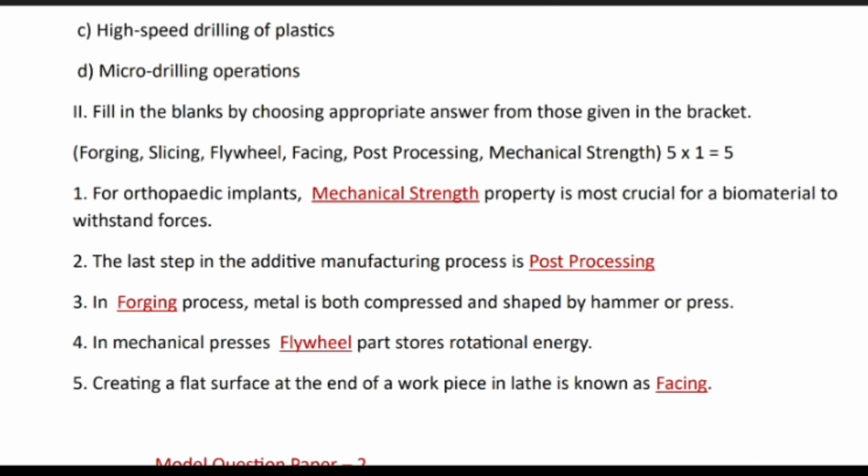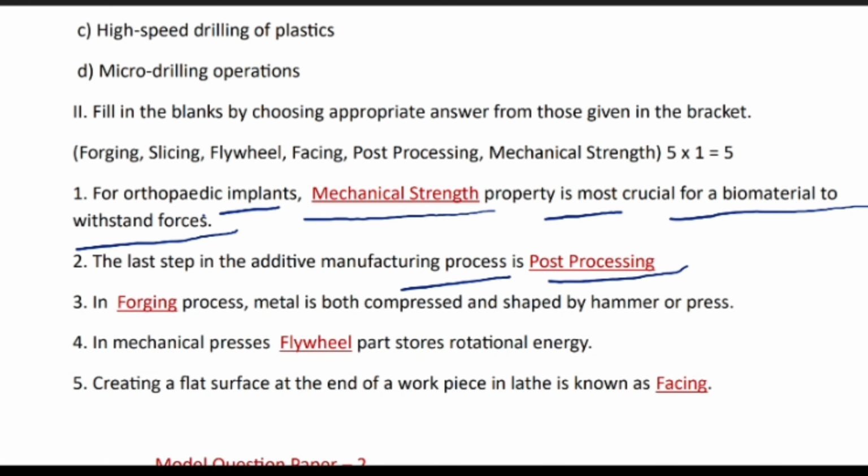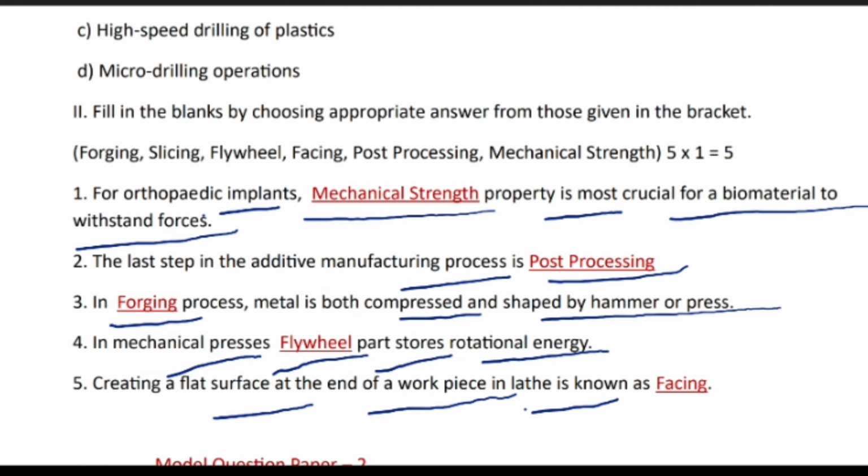For orthopedic implants, dash property is most crucial for a biomaterial to withstand force; you can write it as mechanical strength. The last step in the additive manufacturing process is the post processing step. Dash is the process where metal is compressed and shaped by hammer or press; we call it forging. Next, in mechanical presses, dash part stores rotational energy; that is called flywheels. Creating a flat surface at the end of the workpiece on a lathe is known as facing. These answers will be available in the fill in the blanks above. Everything will be here. You have to find out which matches and write it.